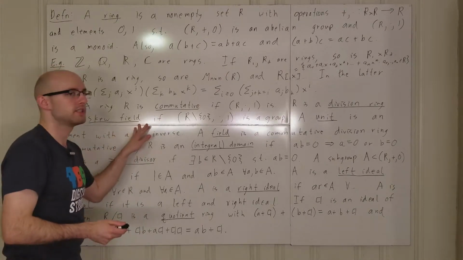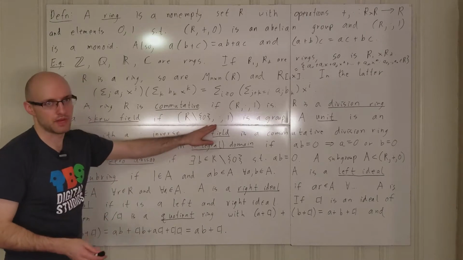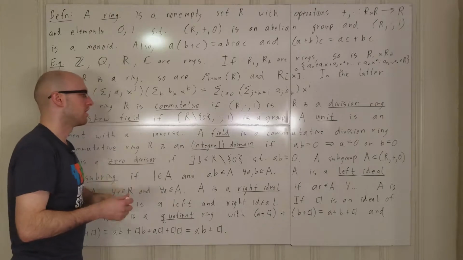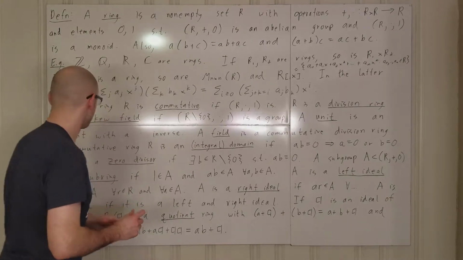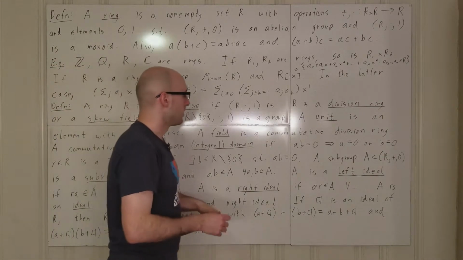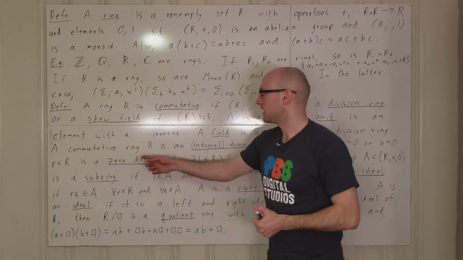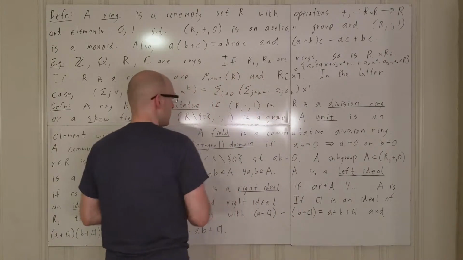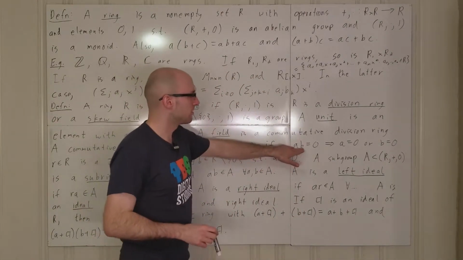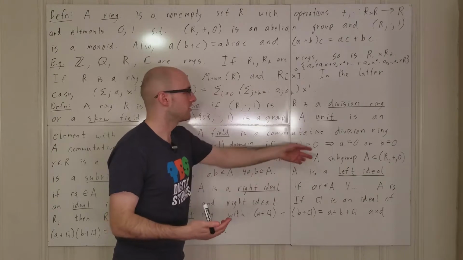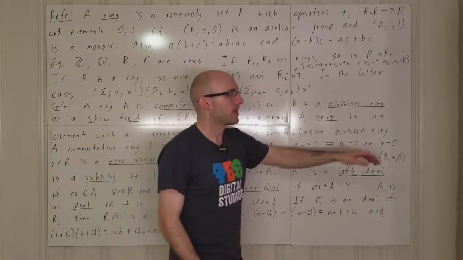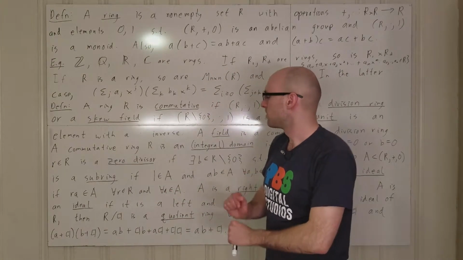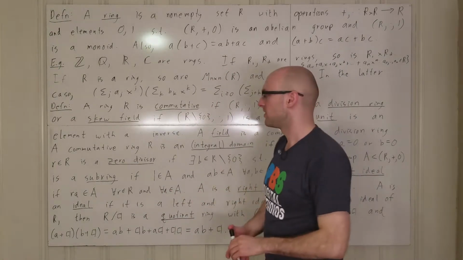For division rings and skew fields, we didn't say anything about commutativity of this multiplication. So a field is a commutative division ring. We say that a commutative ring is an integral domain, or we might just call it a domain, if whenever you multiply two elements in the ring together and get 0, then one of the two has to be 0.